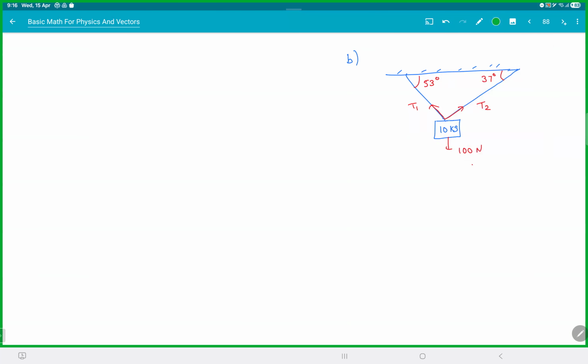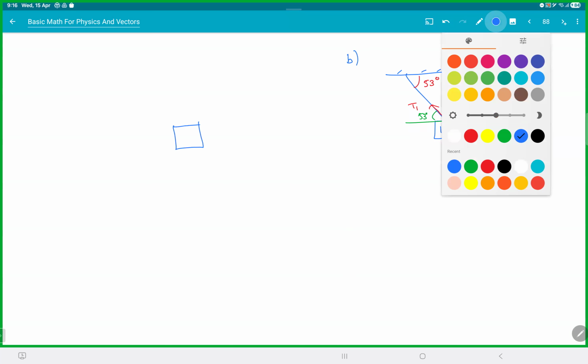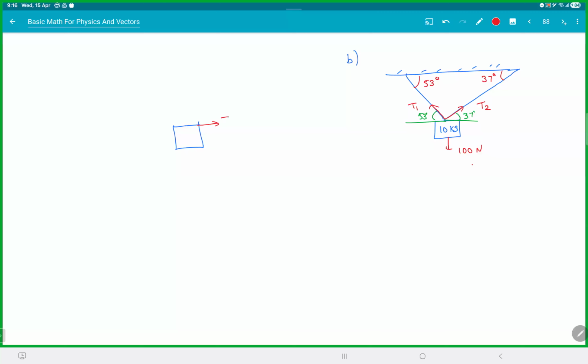Same story. So if that is 37, this is 37, that is 53, this is 53. So when you take the block into components, this will be T2 cos 37. This will be T2 sin 37. Please check. In case you didn't get the components, please ask. This will be T1 sin 53. This is T1 cos 53. And this would be 100. Please check. This is how it looks.